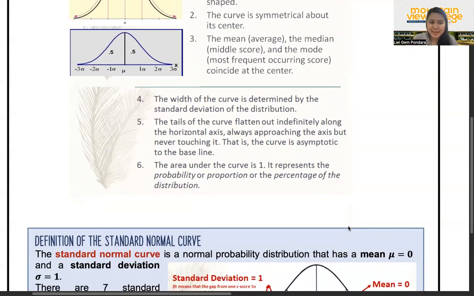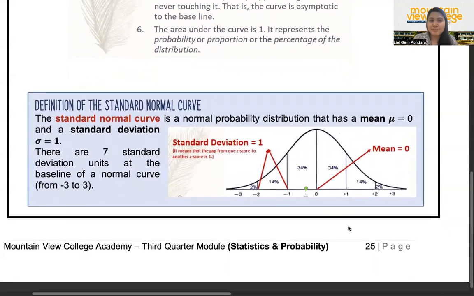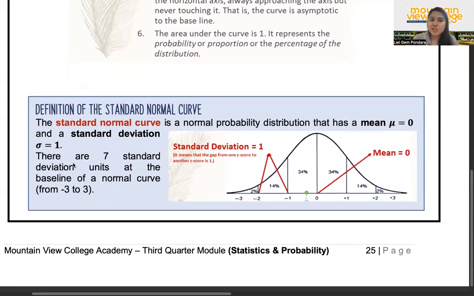Feel free to raise your hand if you have questions. Now, here's a definition of the standard normal curve.